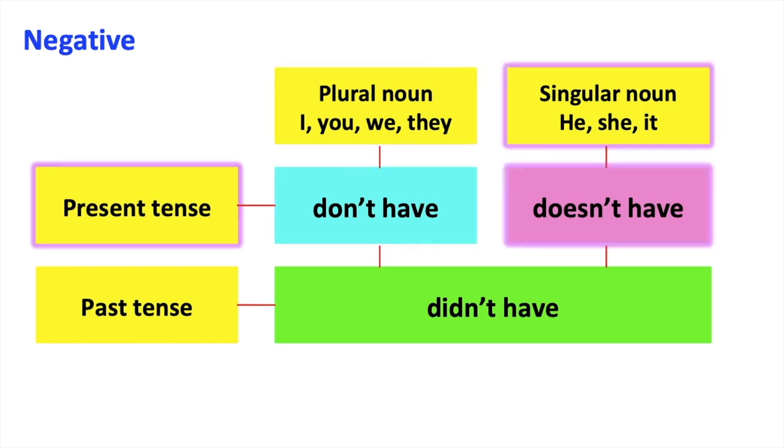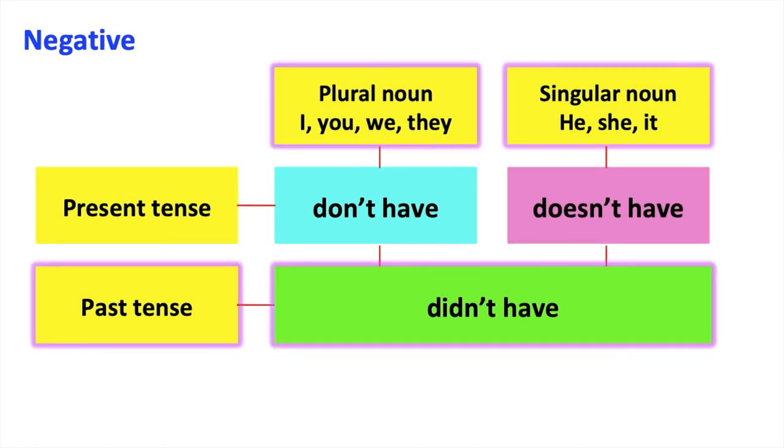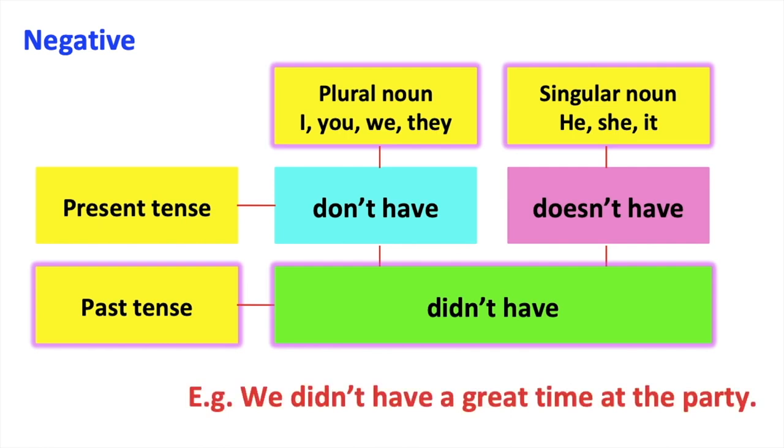If the subject is a singular noun, he, she, or it, and the sentence is in the present tense, then we use doesn't have. For example, she doesn't have a big school bag. Lastly, for all subjects in the past tense, we use didn't have. For example, we didn't have a great time at the party.